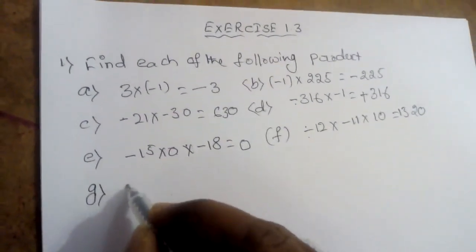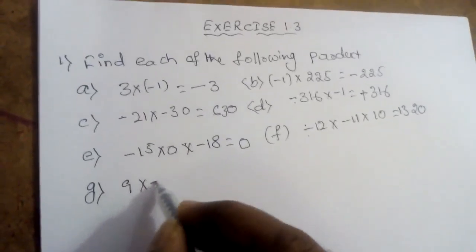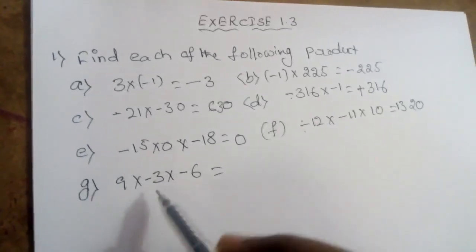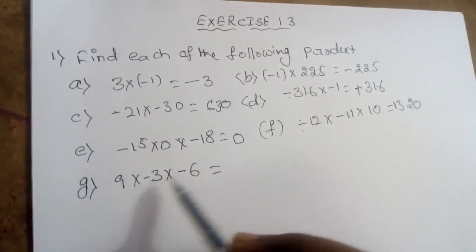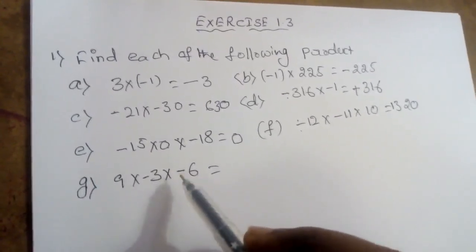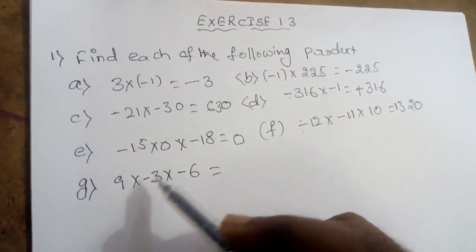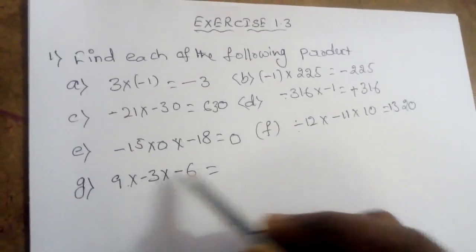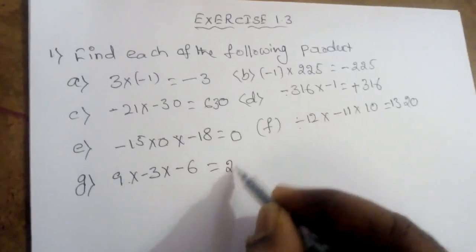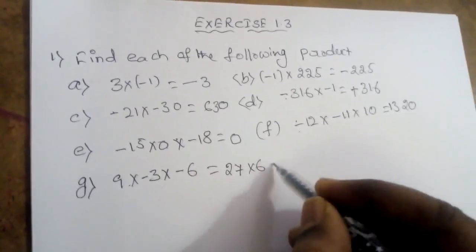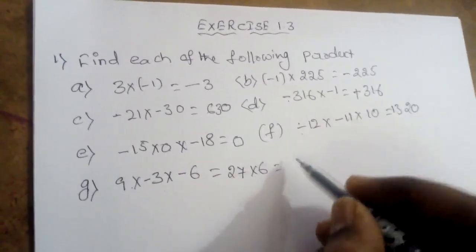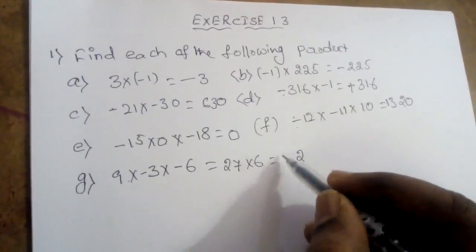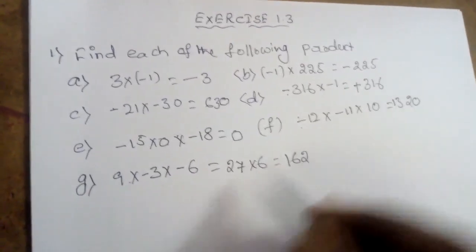G. 9 into minus 3 into minus 6. That equals to, here go to multiplication. These also have 2 negative signs. Minus into minus is plus. So now go to multiplication, which is easy. 9 into 3 is 27. 27 into 6. That equals to 6 into 7 is 42, 4 carrying. 6 into 2 is 12, 12 plus 4 is 16. So 162. G complete.